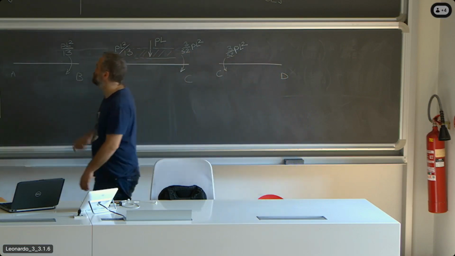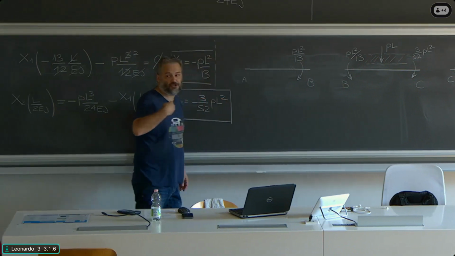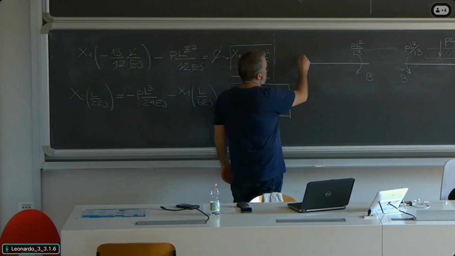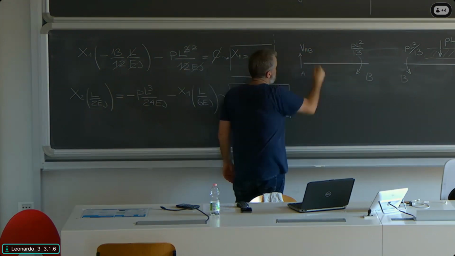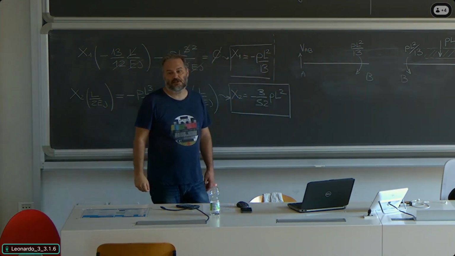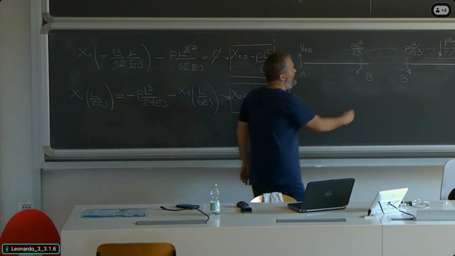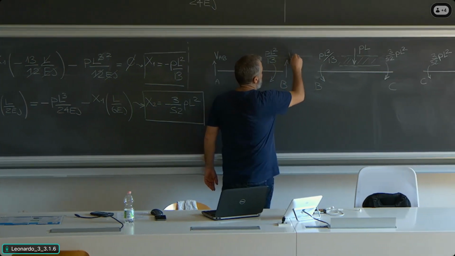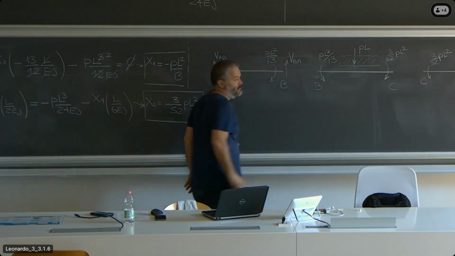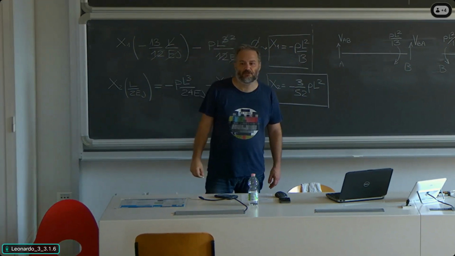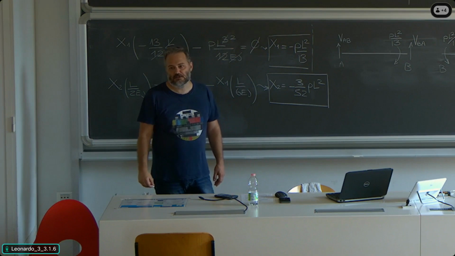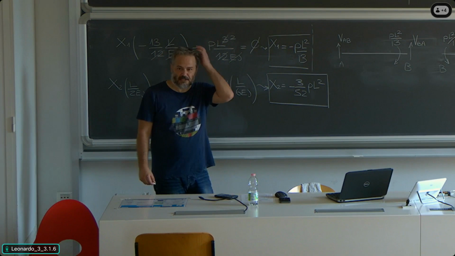So let's start with the first end. Using my convention, I will say that this is called VAB, which means the shear force on span AB at point A. Here, the shear force I will call VBA. That's my way of indicating the shear forces. I don't know if you like it. You can change it. I don't care. Important thing is results make sense.